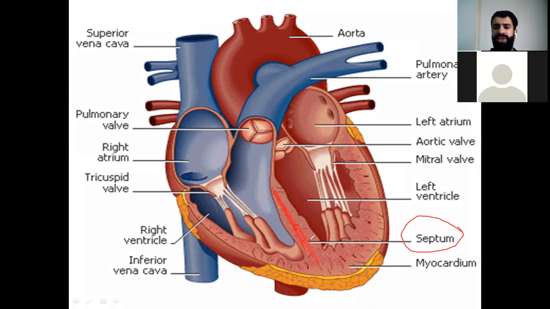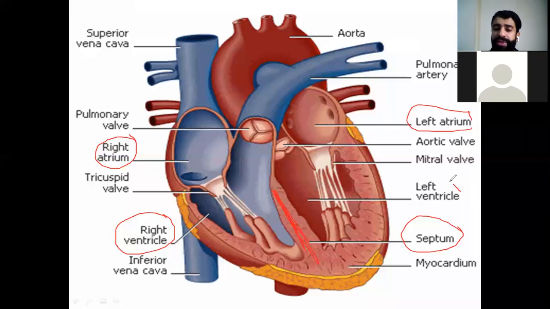Chambers, or the cavities of the heart. We have four chambers. We have the right atrium, also called the right auricle, and the right ventricle on the right side. On the left side, we have the left atrium, also called the left auricle, and the left ventricle. These are the four chambers of the heart. They have an important function. We're going to discover them step by step.